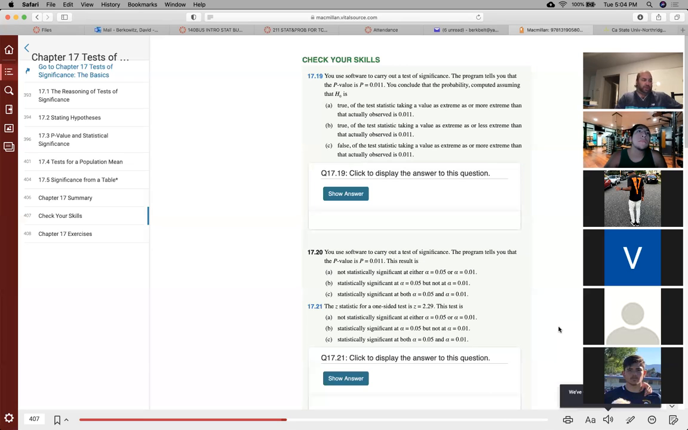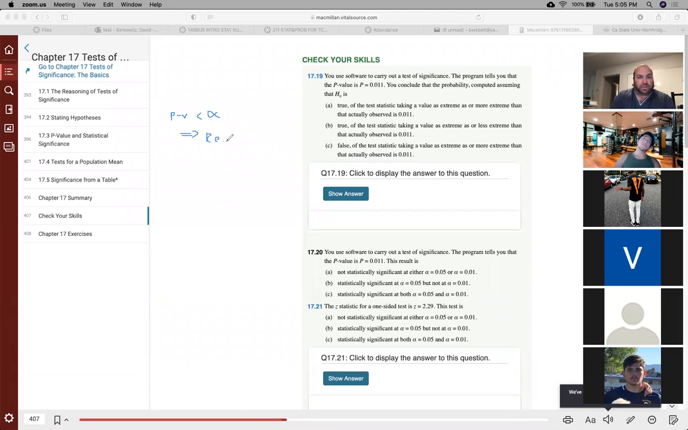You use software to carry out a test of significance. The program tells you that the p-value is p equals 0.011. That's a pretty small p-value. That's about 1%. So remember, if the p-value is less than alpha, then we reject. And if the p-value is greater than alpha, then we do not reject, right? It's all about the p-value and the comparison to alpha.